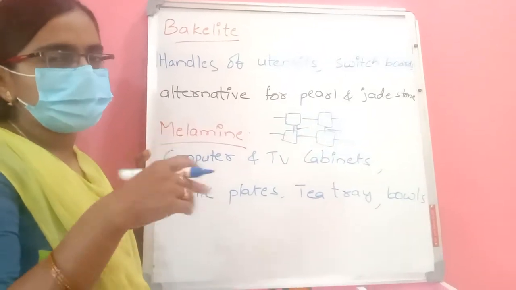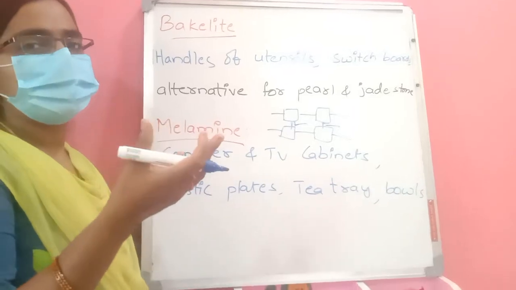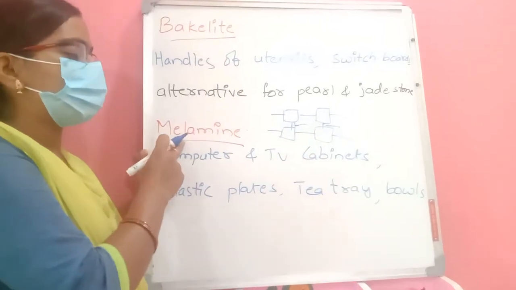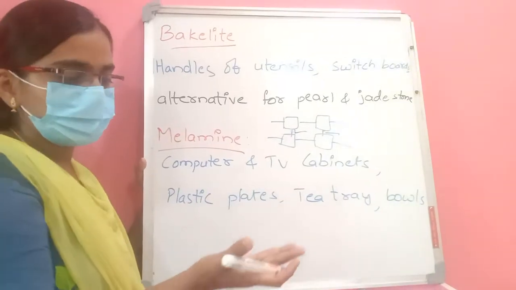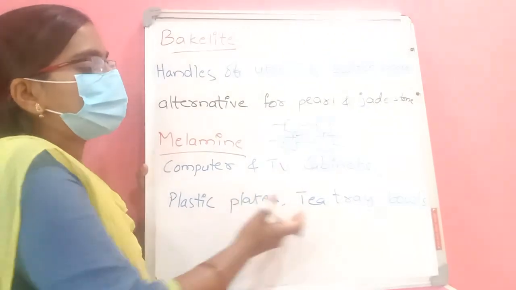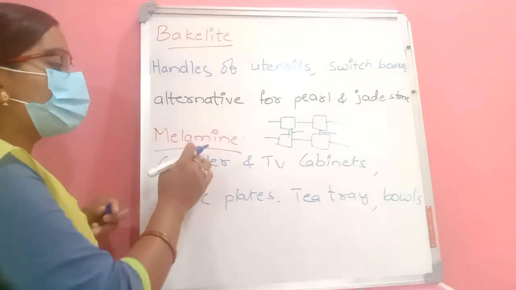Next, melamine is used for computer and TV cabinets. Electricity always passes through those too. If you use thermoplastic, it melts. That's why we should use thermosetting plastic, melamine. Computer and TV cabinets, or the plastic plates we use in our houses, tea trays, bowls, all these are made with melamine.